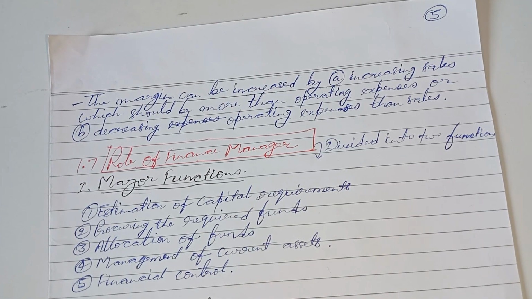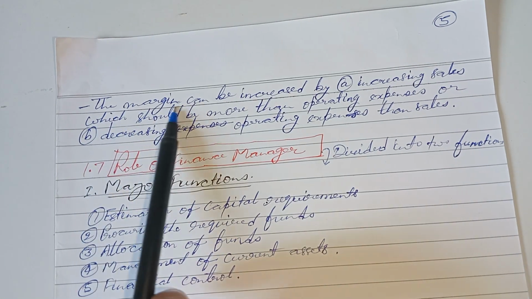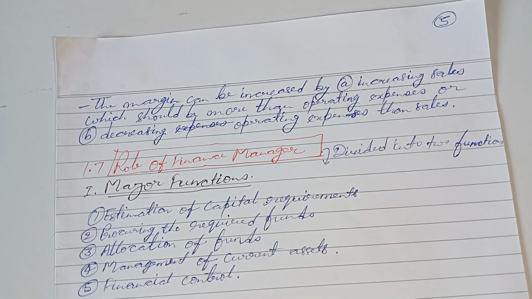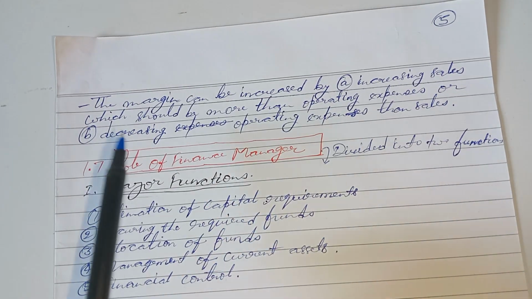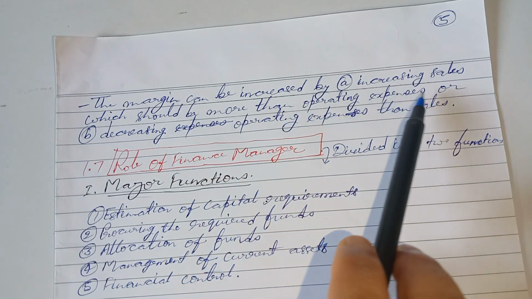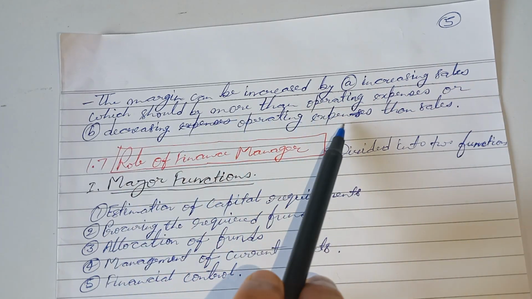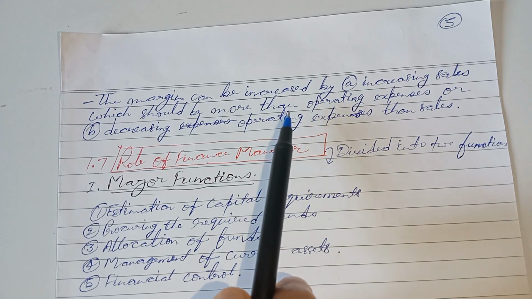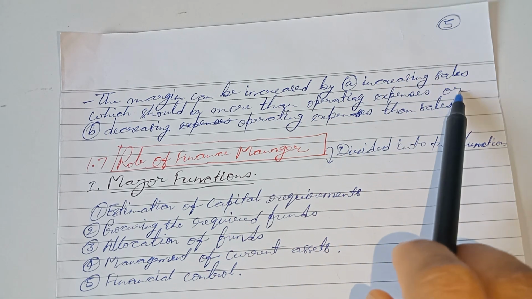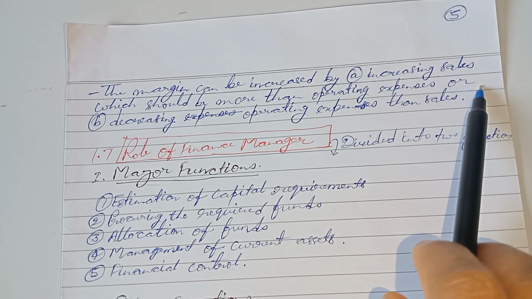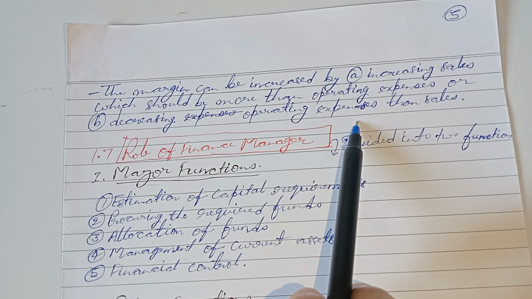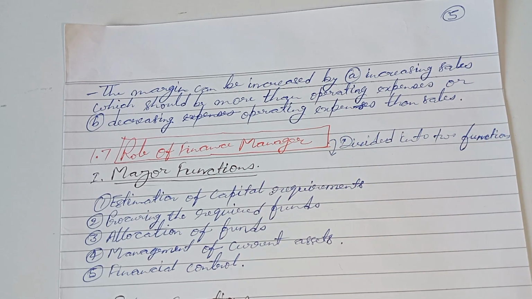Now next, under the risk and return trade-off, something remained here. The margin can be increased by increasing sales, which should be more than operating expenses. It means the margin should be greater than the operating expenses. So these are two ways by which the margin can be increased. The first way is to increase the sales, and the second is by decreasing the operating expenses than sales. Whatever the sales value, the operating expenses should be less than that, then we can get the margin.